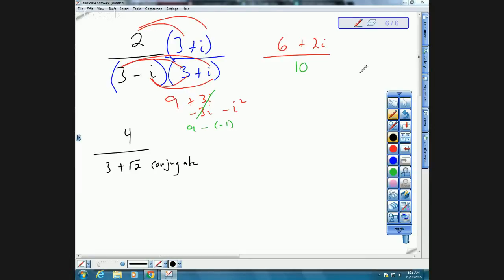Now, probably the thing that's not fun about this is, what can I do first before I do anything else? I can divide all those by 2, right? So 3 plus I over 5. But it has to be in this A plus BI form. It has to look like this. So what you do is you change this to 3 divided by 5 plus, there's a 1 right here, 1 divided by 5, I. So now it's in that A plus BI form.